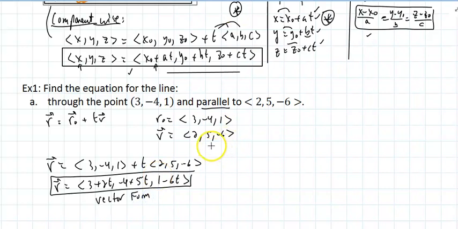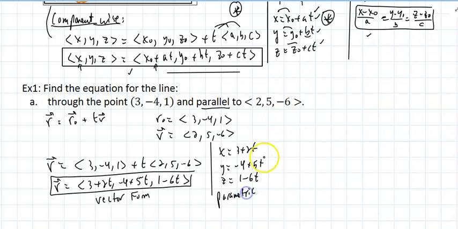And no big secret, if I want the parametric, x equal the i component of that vector form, y equal the j component, and z equal the k component. This is parametric form. Later on, we're going to put a value on t if we want to have direction included.